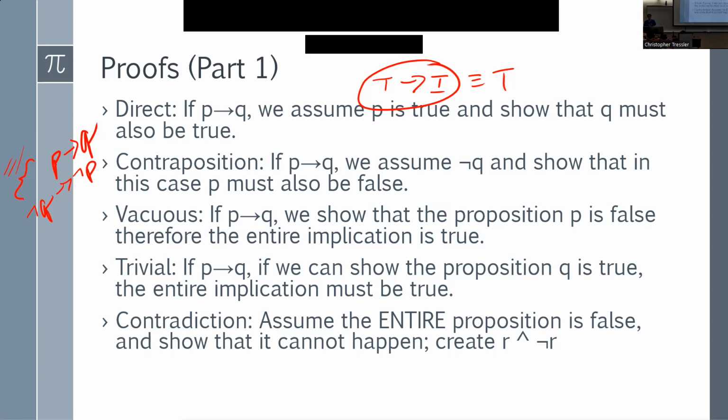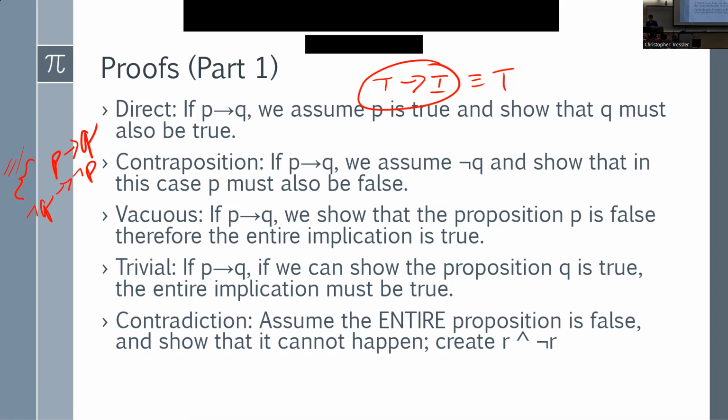If we can prove that the left proposition P is always false, no matter what, it doesn't matter if Q is true, false, whatever, the entire implication is going to be true. And trivial is basically saying the opposite, right? If we can show that Q, the right side, is true, once again, it doesn't matter what P is. P could be false or true, and we can say that the entire compound proposition is true.